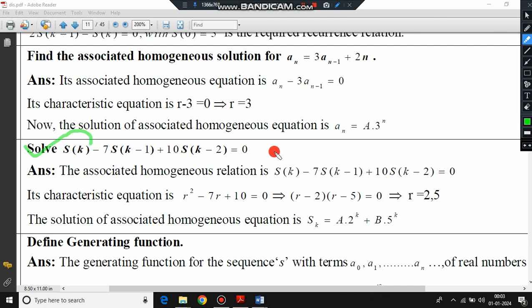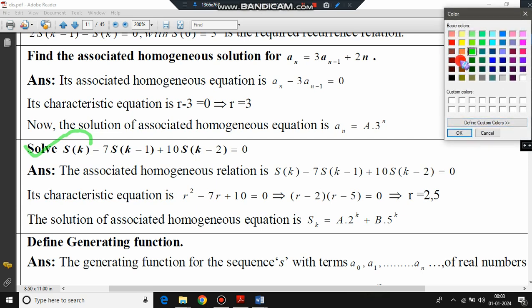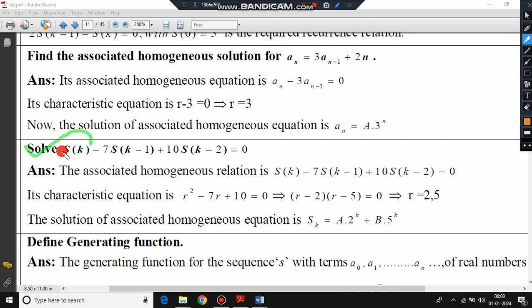This type of question we call a recurrence relation, or recurrence equation. How to solve this? Solve means to find the solution of this, that is, to get the closed form from the recurrence. That is what we say: solving a recurrence equation.